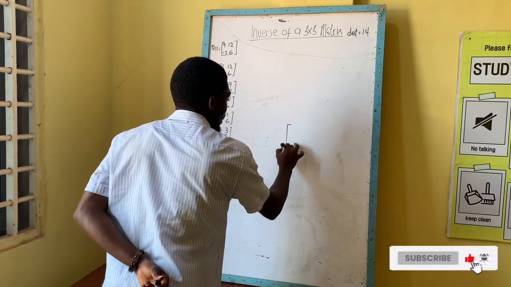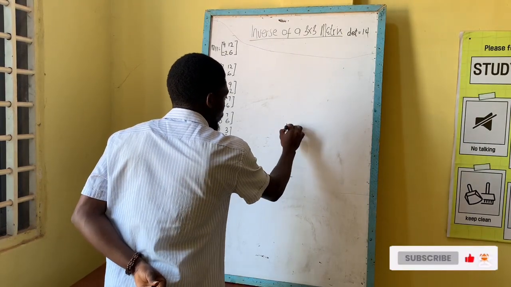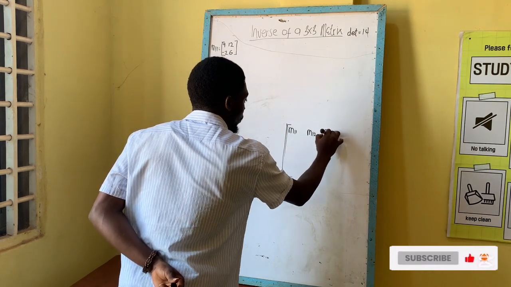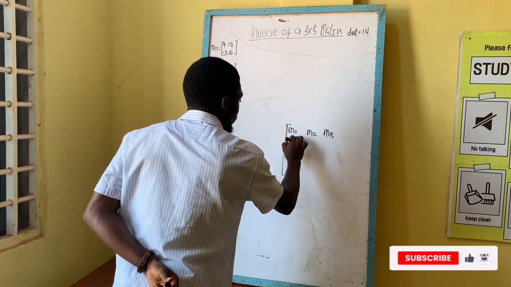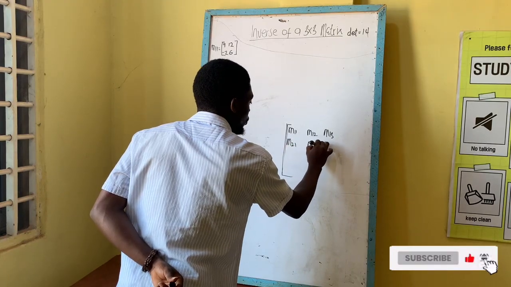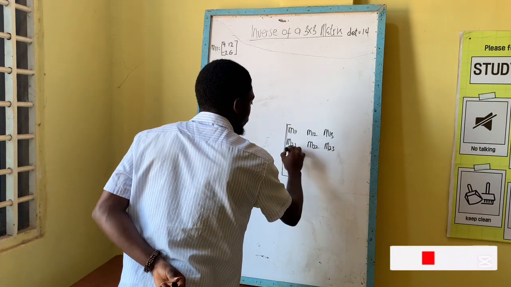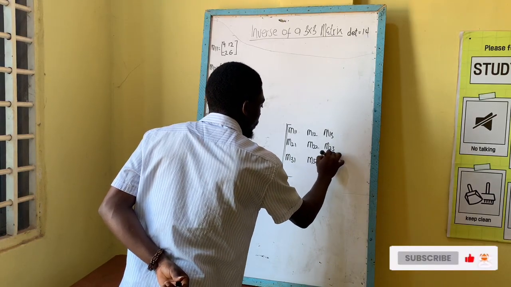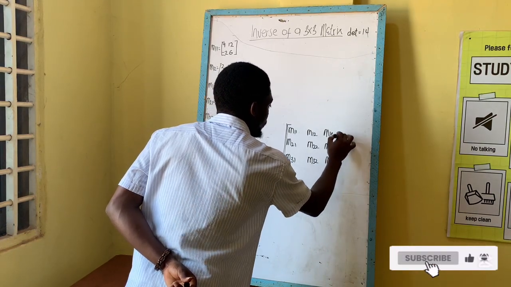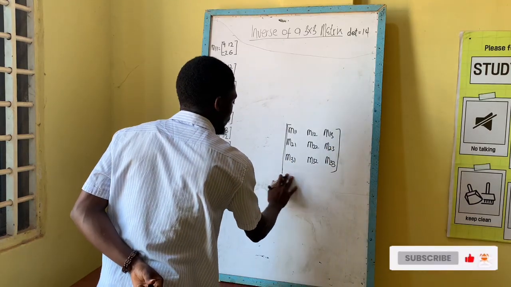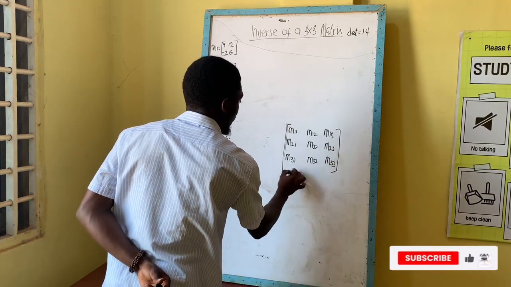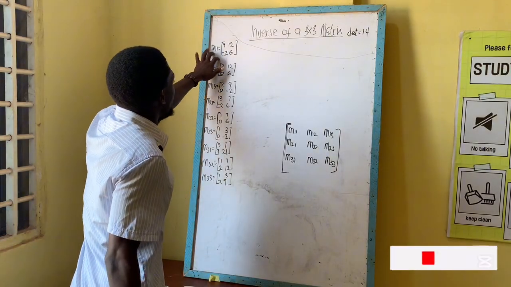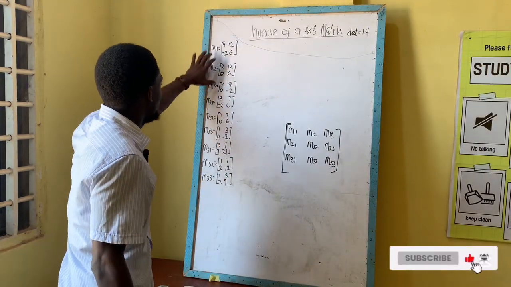So assuming this is our cofactor matrix, we are going to represent minor 1, 1, minor 1, 2, minor 1, 3, minor 2, 1, minor 2, 2, then it follows 2, 3, minor 3, 1, 3, 2, then minor 3, 3. So this is how we are going to represent the minors to get our cofactors. But before that, we have to find the cofactors for each minor that we've created.